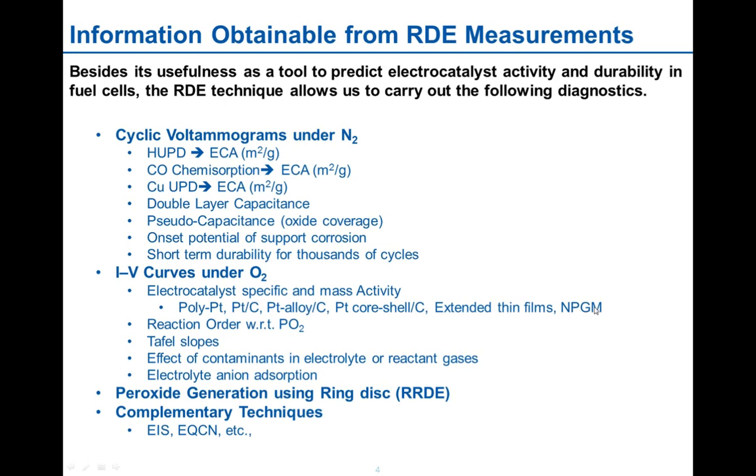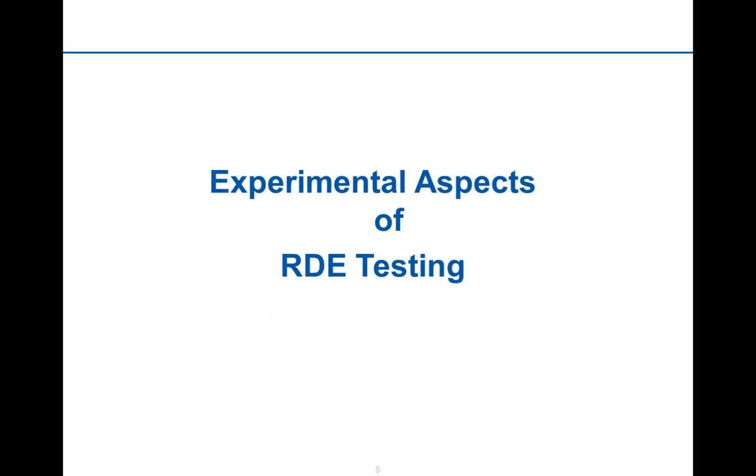And lastly, I mentioned non-PGM catalysts, which we won't be touching upon in this presentation. We're mainly talking about platinum-based catalysts. You can also get fundamental kinetic parameters like reaction order with respect to oxygen partial pressure, Tafel slopes, effect of contaminants in electrolyte and reactant gases, anion adsorption, and so on. If you use an RRDE, a rotating ring disc electrode, you can also get peroxide generation. There are a whole bunch of complementary techniques like EIS, impedance, EQCM, and all that can also be used along with RDE to get more information. So now we move on to the experimental aspects of RDE testing.